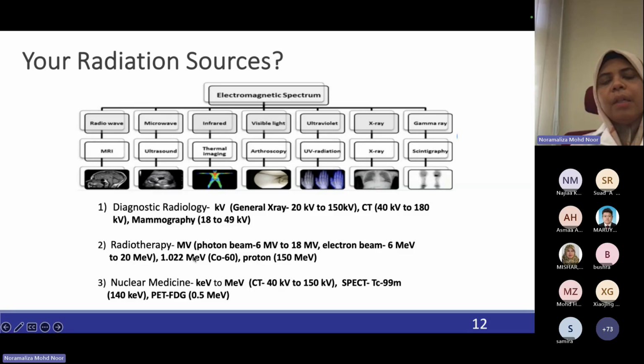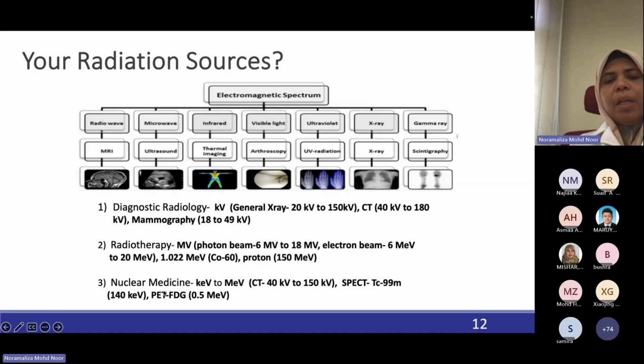And then we also have the source-based irradiator, which uses cobalt-60, where the energy is 1.0022 MeV. And nowadays we have particle therapy, which is for proton. We have more than 150 MeV. This is just for example.